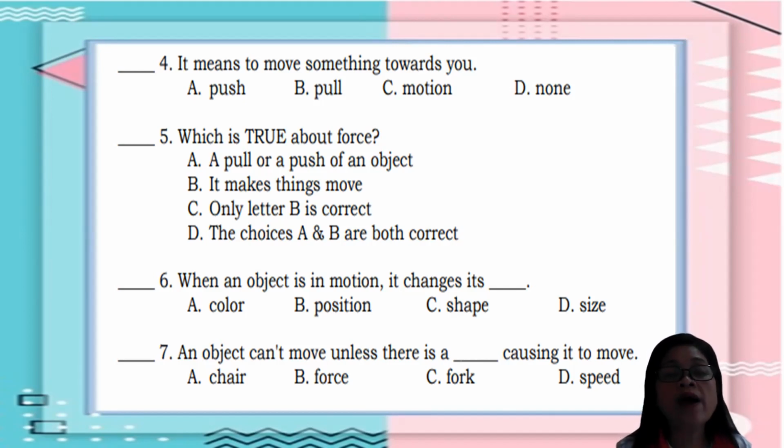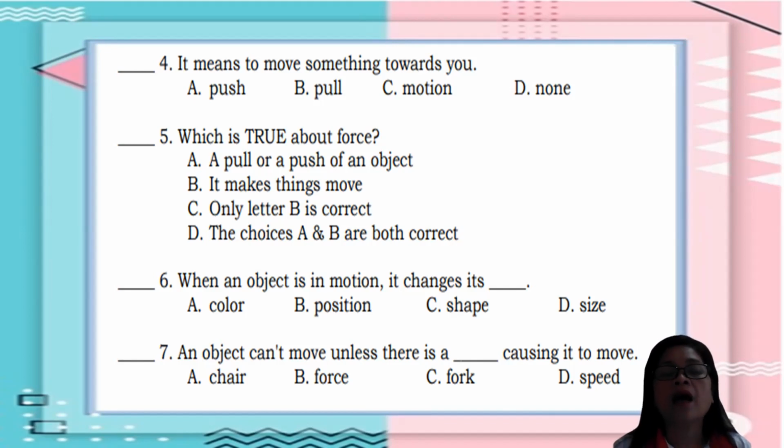Number 6, when an object is in motion, it changes its... Kapag in motion, gumagalaw yung object. So ano ang na-change? A, color. B, position. C, shape. D, size. All right. It changes its position.